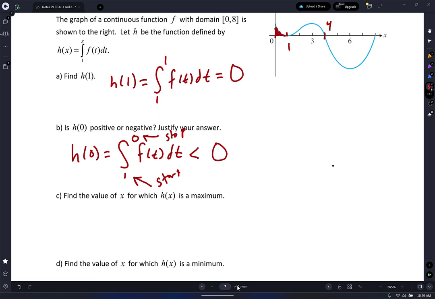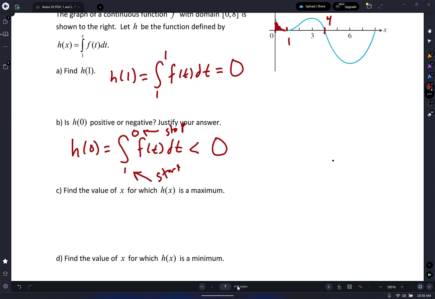Okay, so I need to find, where does h of x have a maximum? Whenever the derivative of h goes from positive to negative. Now look, h of x is known right now as the integral from 1 to x of f of t dt. Do we know that much? Because it's given. Are we okay? H prime of x is nothing more than what?